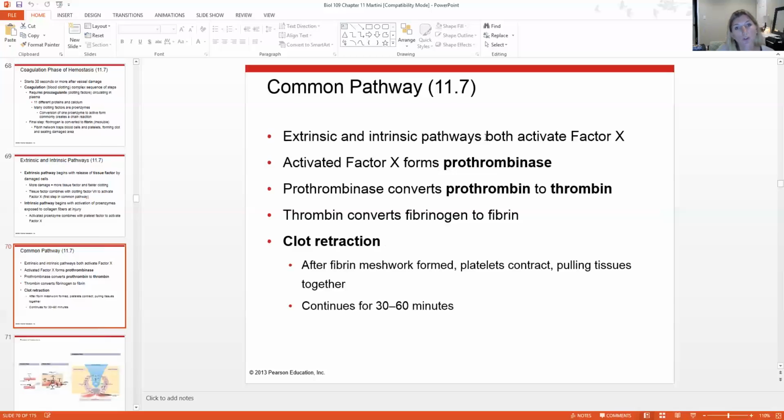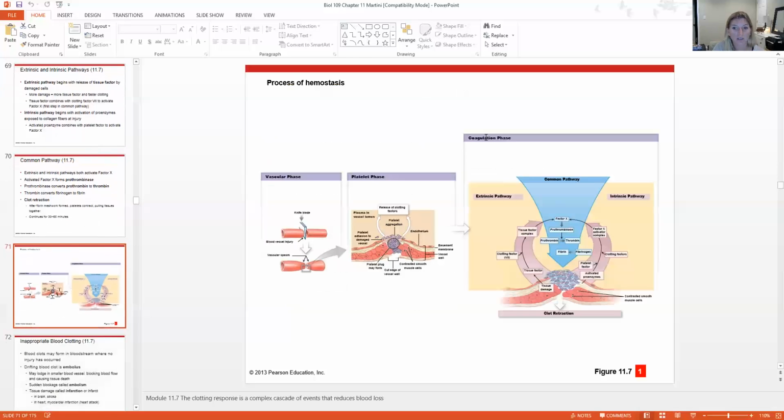After a few hours or so, the clot will begin to contract. This is basically pulling our tissues back together. This is why scabs eventually feel tight, because the clot has retracted and pulled that tissue back together. And this can be kind of itchy feeling also.